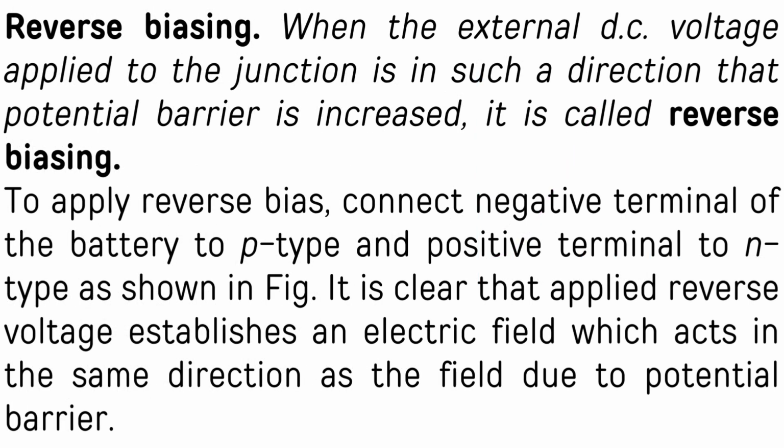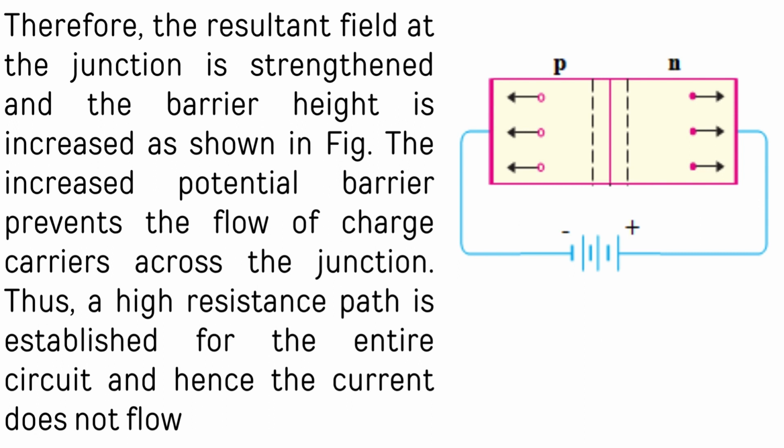Reverse biasing. When the external DC voltage applied to the junction is in such a direction that the potential barrier is increased, it is called reverse biasing. To apply reverse biasing, connect the negative terminal of the battery to the p-type and the positive terminal to the n-type, as shown in the figure. It is clear that the applied reverse voltage establishes an electric field which acts in the same direction as the field due to the potential barrier. Therefore, the resulting field at the junction is strengthened and the barrier height is increased, as shown in the figure.